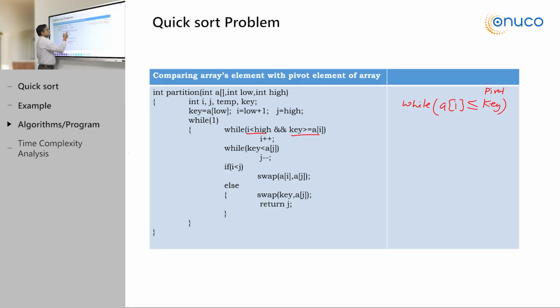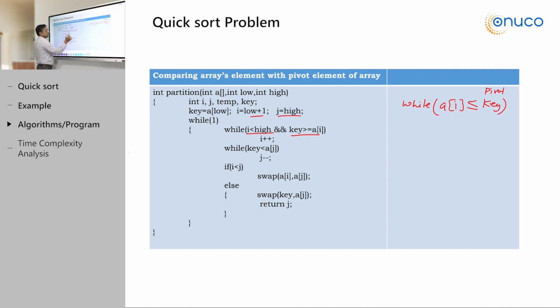If this is there and the position of I is less than high, see, your I starts at low plus 1. As I said, the very first element, the key element, is A of low, that is the pivot element. I is low plus 1, the next element. The last element is the J element. So I must be less than or equal to high. Till that moment you are going to perform the task, and we increase the value by I plus plus.